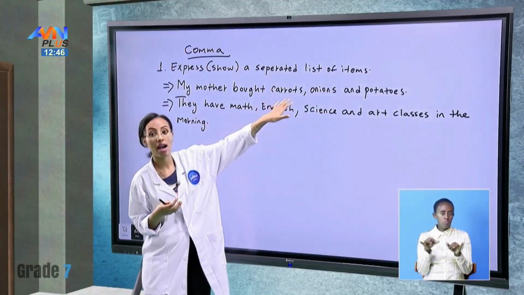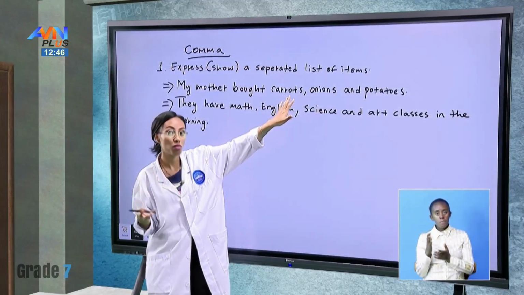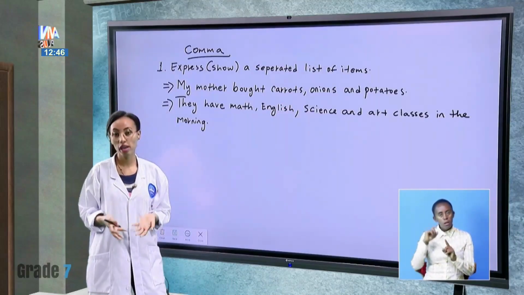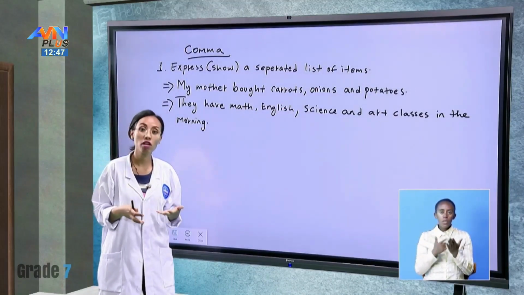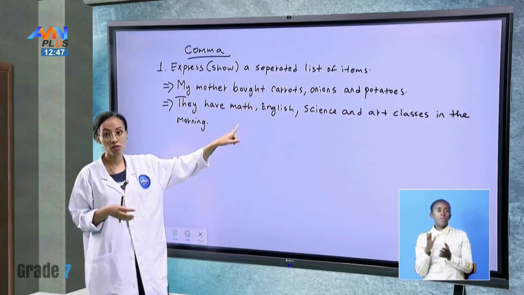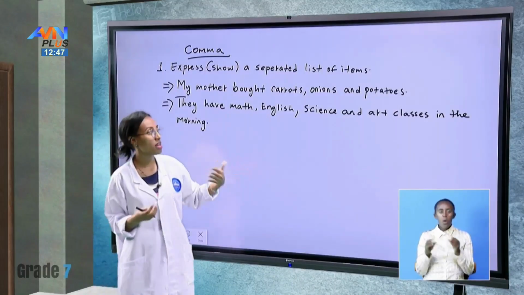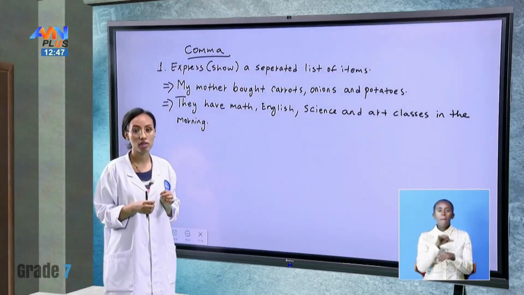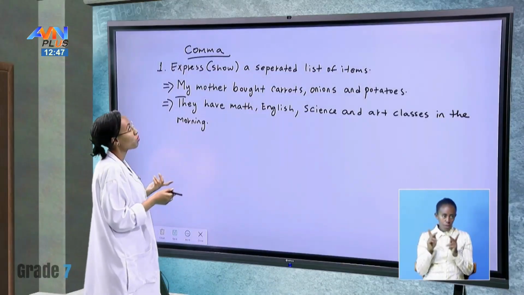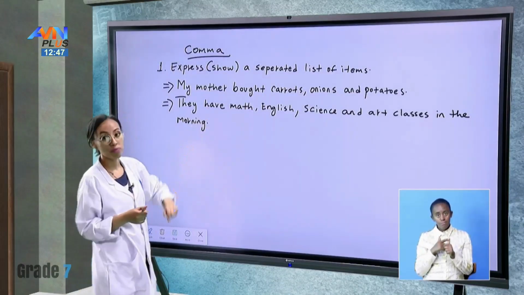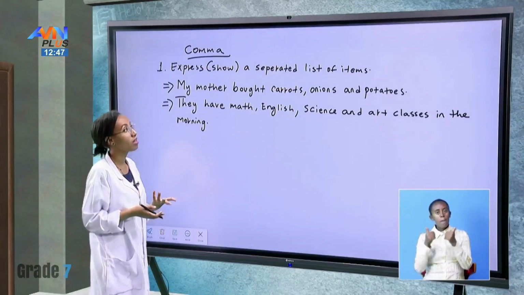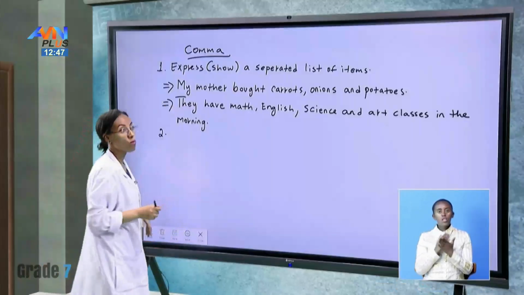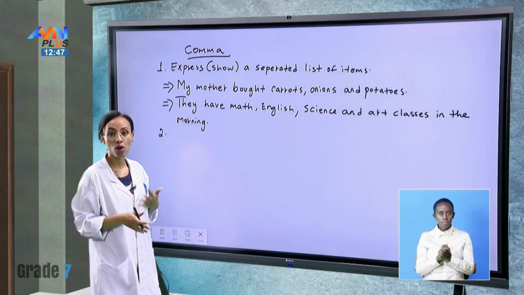If you see here, the items that my mother bought are similar. Carrots, onions, potatoes, these are what? Similar items. Again, if you see the second example, math, English, science, art, these are what? Similar items again. Okay, so the first one is to show separated list of items. Okay, what is the second use of comma?